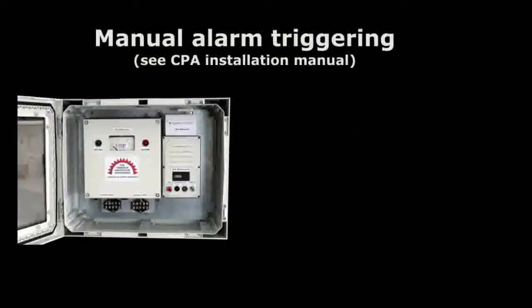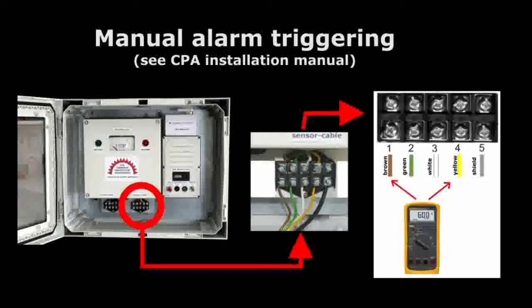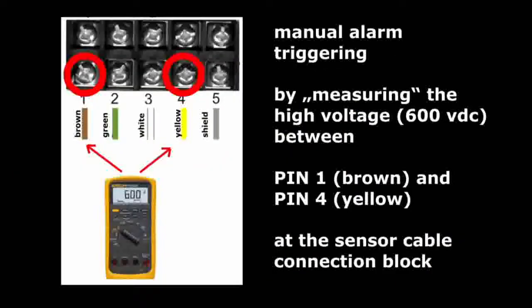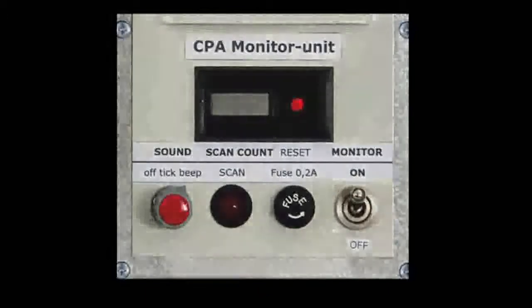Now using a digital voltmeter, range 600 volts DC, simply measure the high voltage of about 600 volts DC, between pin 1, brown, and pin 4, yellow, at the sensor cable connection block. It will generate a system alarm, sustained as long as the measurement is kept. If auxiliary alarm devices are connected to the system, these will be activated and checked simultaneously. Very important: reinsert the fuse after this test, to ensure the continuous mobile phone and SMS functions.